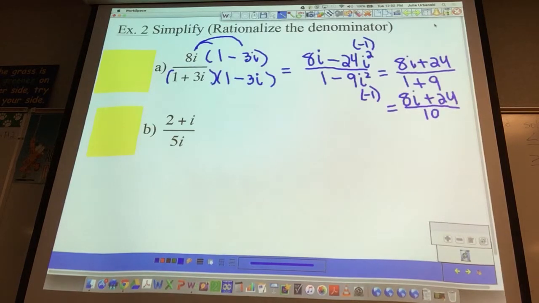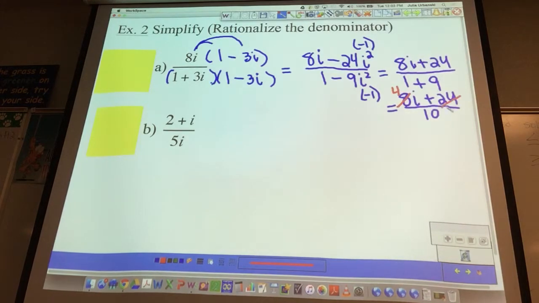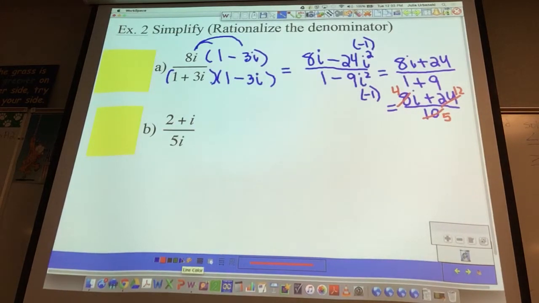Now technically this is true. It's not the way that they would write their answer. Reduce if you can, but it has to be all or nothing. Do you see a number that you can reduce 8, 24, and 10 by? 2. Good. So if you can reduce all, then do it. Divide by 2, you get 4. Divide by 2, you get 12. Divide by 2, you get 5. It's got to be all or nothing when there's a plus sign.